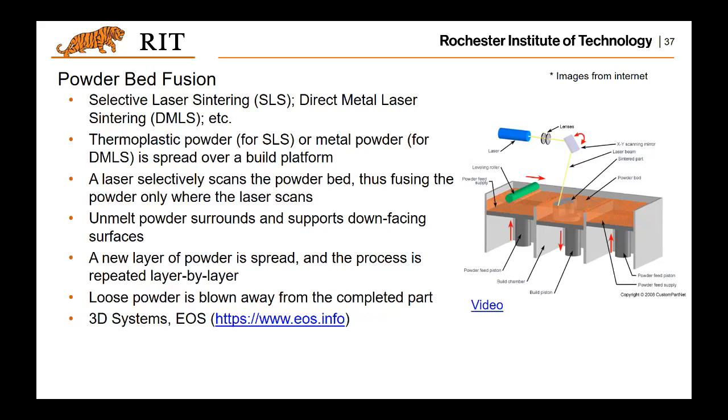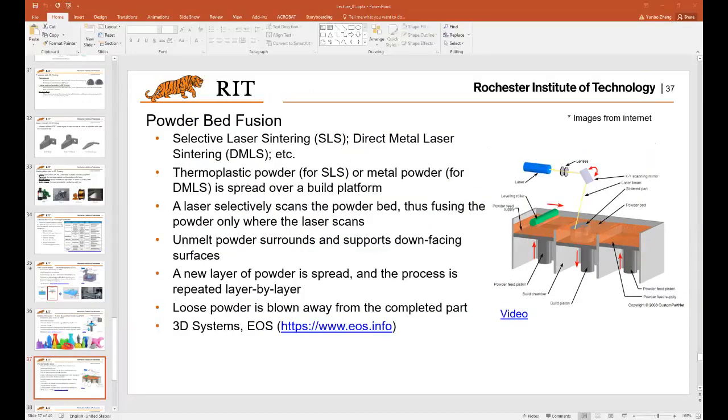There are multiple companies like 3D Systems and EOS that produce high-grade machines utilizing powder bed fusion. EOS, if my memory is correct, is a German company and a big player in the industry in metal printing utilizing powder bed fusion. Again, another video. I think I'll stop sharing.